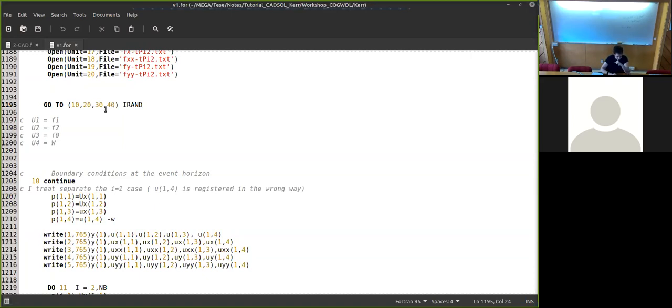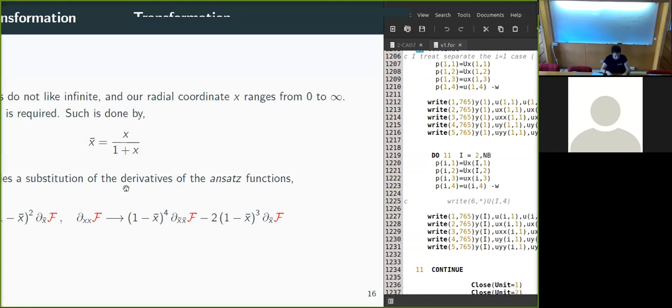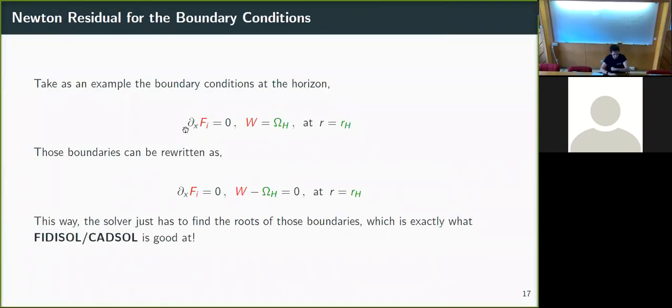So for each label, so for example here it starts the label 10, you can put the boundary conditions. And the way that you do this is using again the Newton residuals, for which I have an example here. So at the event horizon, we saw that the derivatives of the f function must be 0, and that w must be equal to omega h.